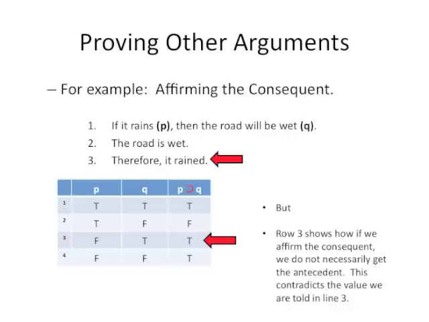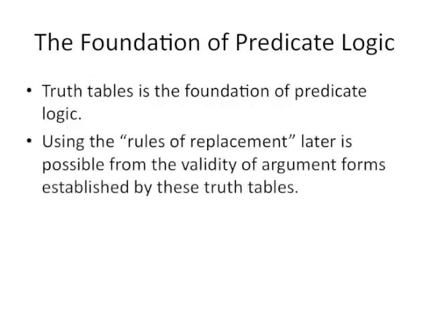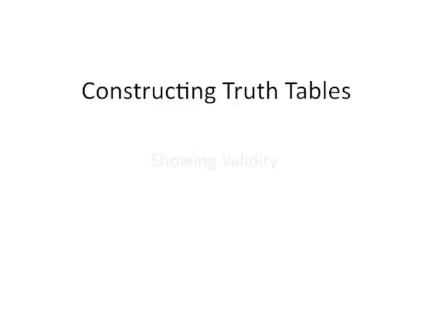And so really that's what using those truth tables is all about. This is the foundation of what we call predicate logic. Truth tables are the foundation of predicate logic, what we call predicate calculus sometimes, where we actually do more rigorous testing of validity for argument forms. Using what we call the rules of replacement later is possible from the validity of argument forms established by these truth tables. But that will be another, more advanced lesson. And so there you have it, constructing truth tables, showing validity in other argument forms.